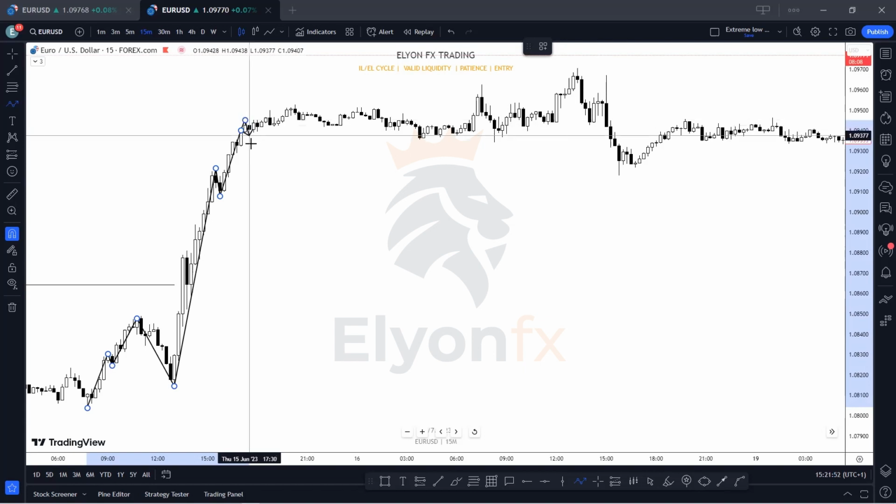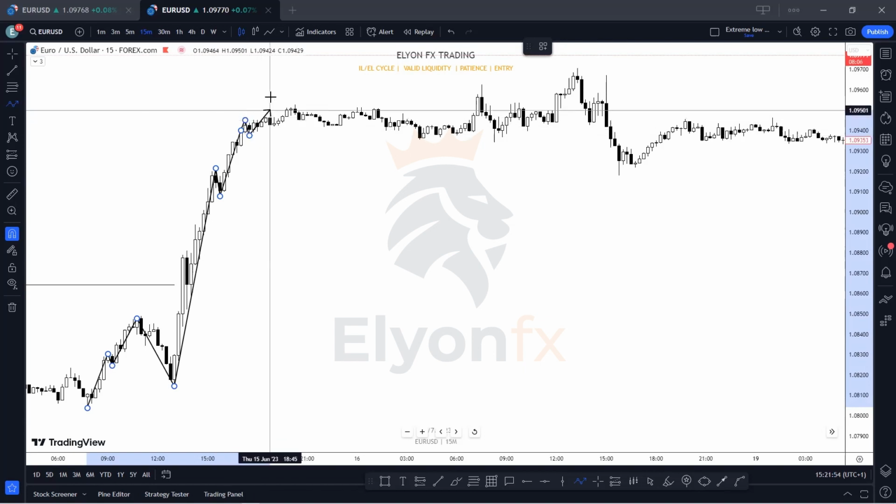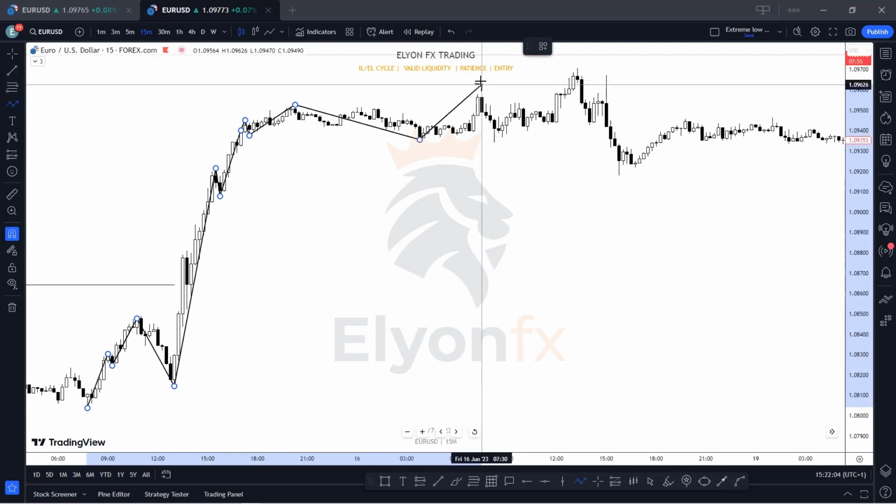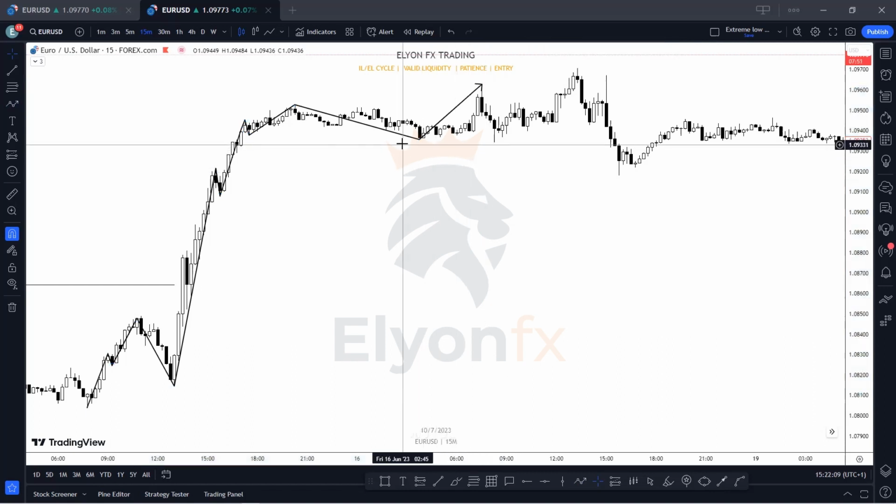So we have this high, we have this low, then we have this high, and then we have, let me see, where is the low that took this out? Okay, then we have this low, then we have this high, right? Okay, let me check that we mark the correct thing.